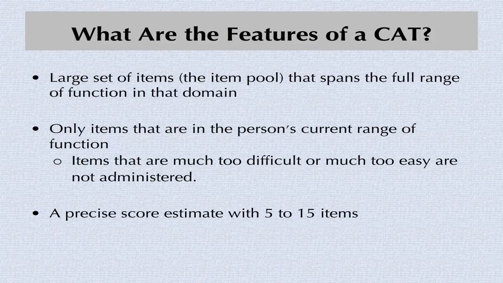First, each domain includes a large set of items, or the item pool, that span the full range of function in that domain. Next, a computer program selects and administers only items that are in the person's current range of function. Items that are much too difficult or too easy are not administered. Finally, a precise score estimate can be obtained for most people within 5 to 15 items.